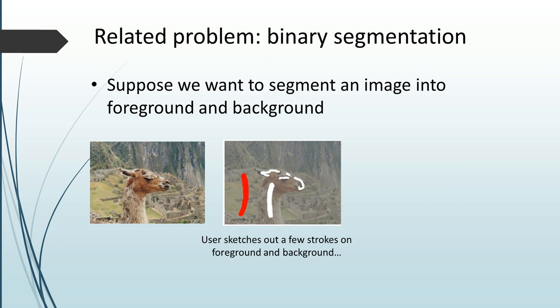So now, one way is that we can give some help to the computer, and this help is as follows. For example, the user can sketch a few lines, a few strokes, on the foreground and background, so the computer can know what we mean by the foreground and what we mean by the background. So it's just very little help. And then the question is, how do we classify the rest of the pixels?